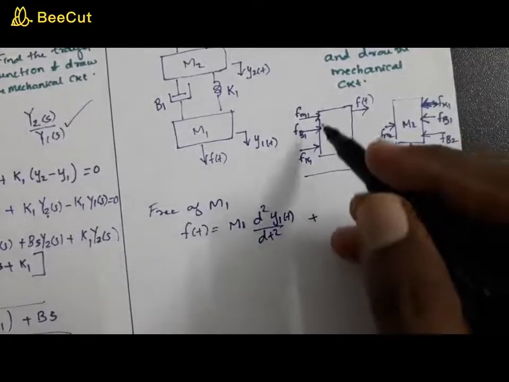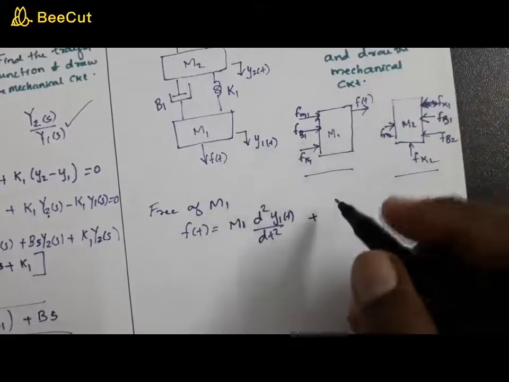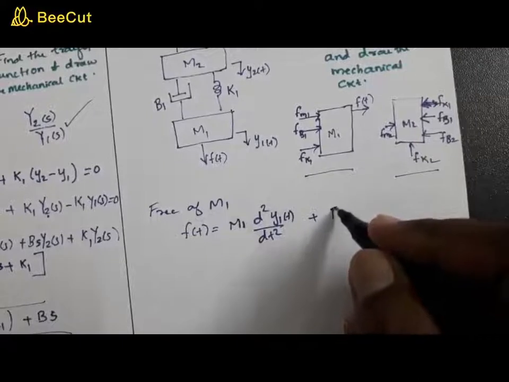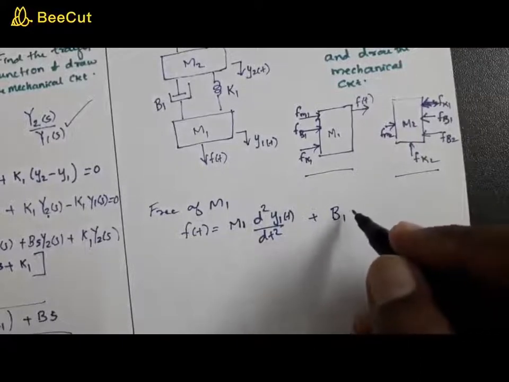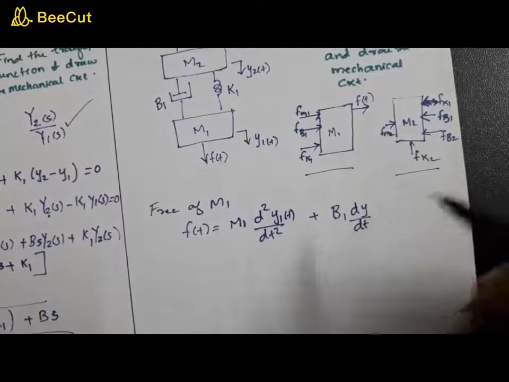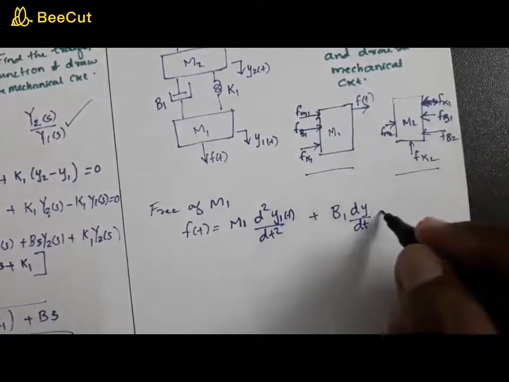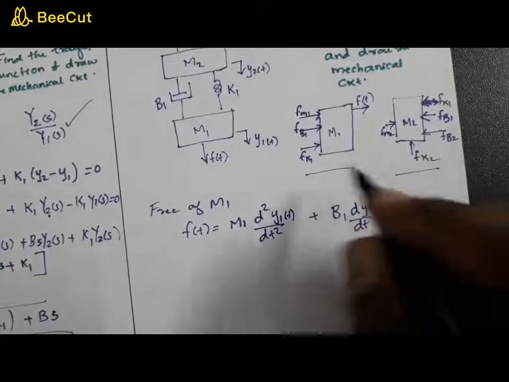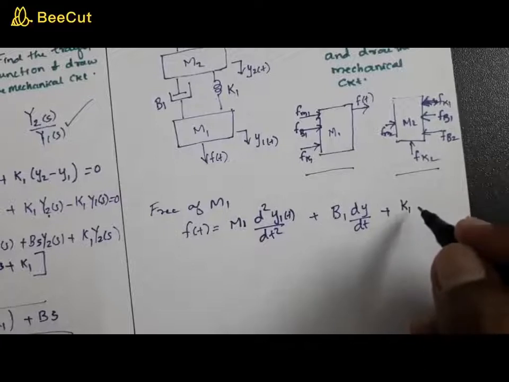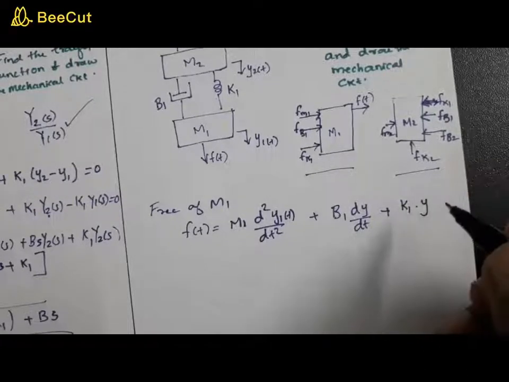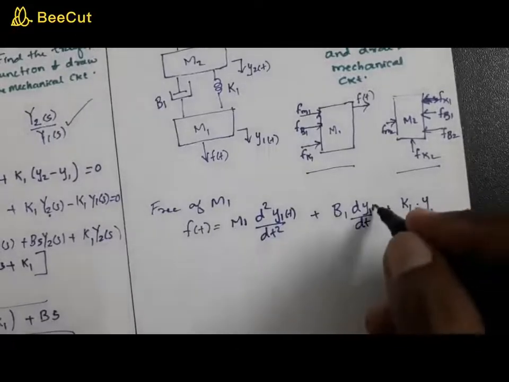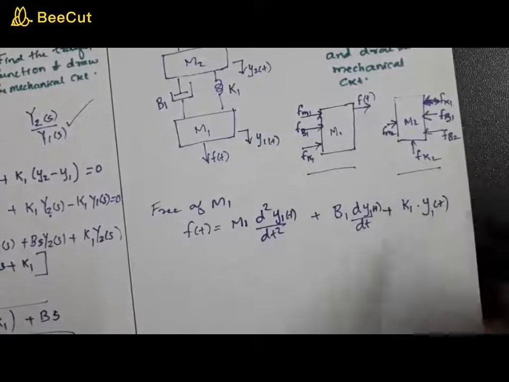Plus, what about Fb1? Fb1 is equal to b1, the damping coefficient, into dy1 by dt. Then finally you have Fk1. What is that? Fk1 is k1 into y1 of t.